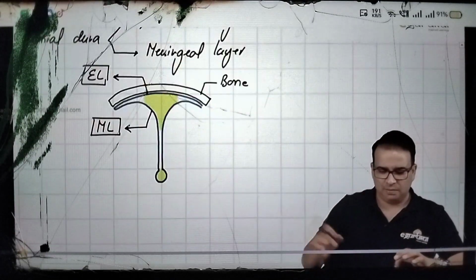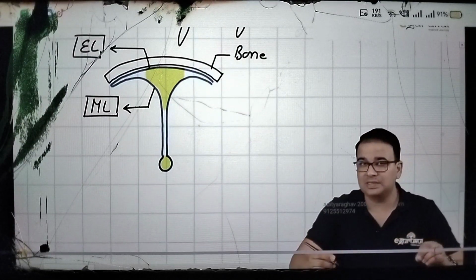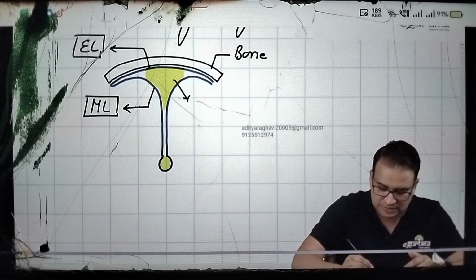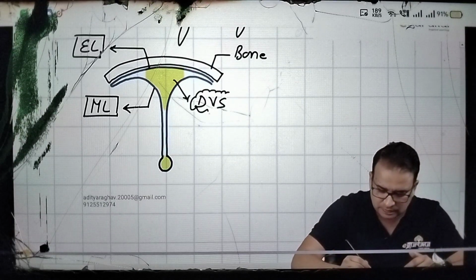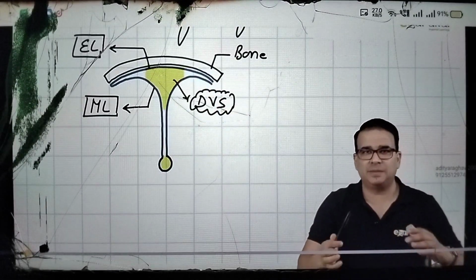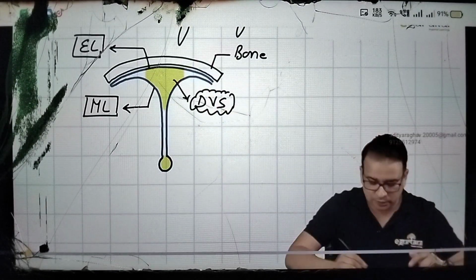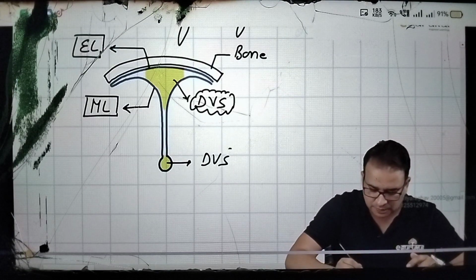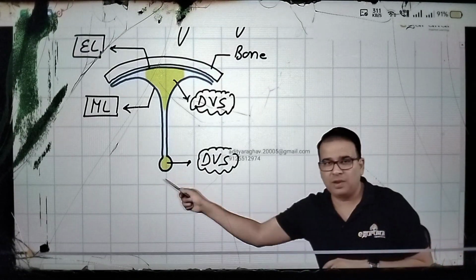Now, the reason I made you draw this picture is so that you understand that dural venous sinuses are also of two types. You're looking at this dural venous sinus, DVS, which is present between the endostal and the meningeal layer, and that is the usual scenario. Most of the dural venous sinuses are present between the two layers, one endostal and one meningeal. But it is also possible to have a dural venous sinus present only in the meningeal layer, where the meningeal layer is present all around.